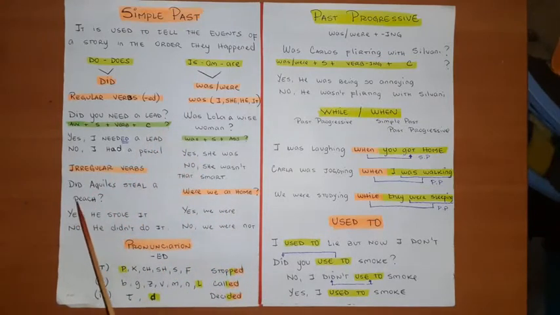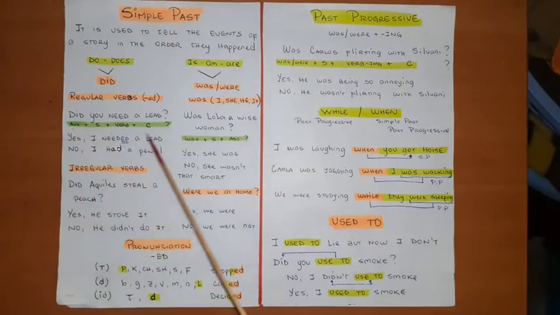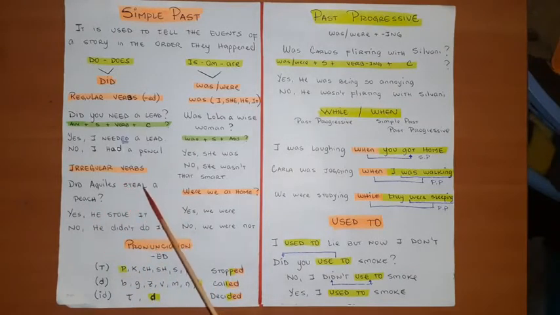Okay, now let's talk about the irregular verbs, okay? They are irregular verbs because they maybe change or maybe they don't, okay? So, did Achilles steal a peach? This is going to be the same structure we're following in here. So, did Achilles steal a peach? Steal is an irregular verb because when you're going to use it in the simple past way, you have to say stole. Okay, yes, he stole it. No, he didn't do it.